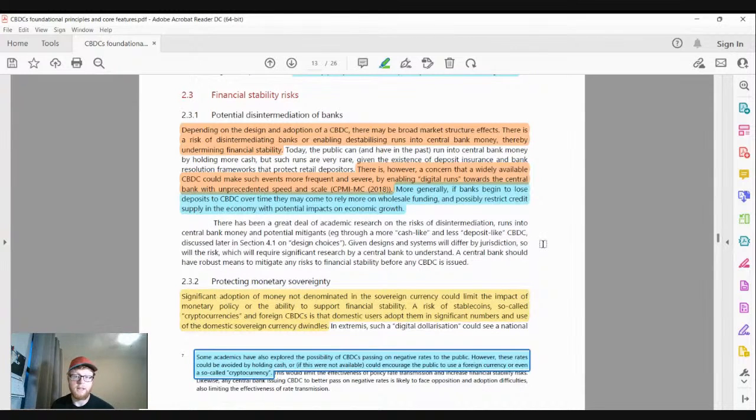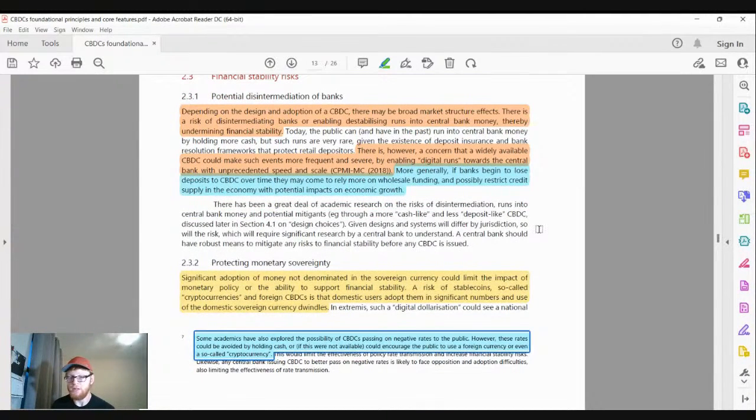But anyways, to continue on, more generally, if banks begin to lose deposits to CBDC over time, they may come to rely more on wholesale funding and possibly restrict credit supply in the economy, with potential impacts on economic growth, right? And so basically, one of the fears they talk about for financial stability is people running to the central bank form of money, the central bank digital currencies, instead of having their typical commercial bank deposits. And by taking all those deposits out, they argue that it could increase the risk of a bank run or some other form of event that would destabilize the commercial banking industry, right?